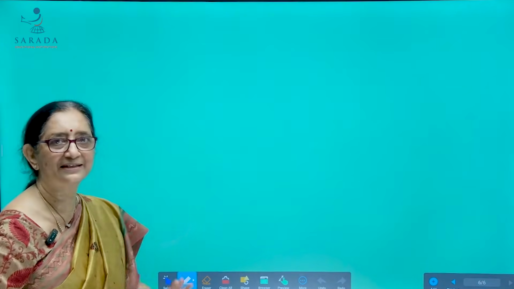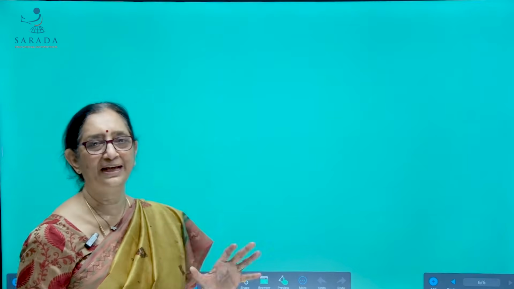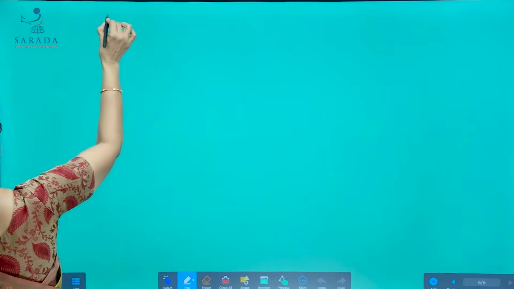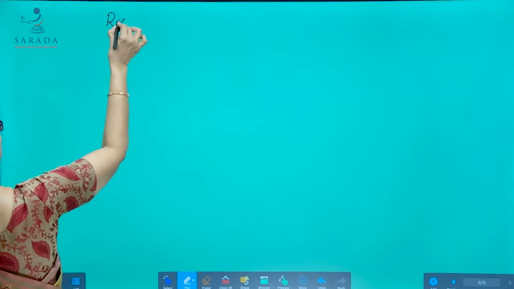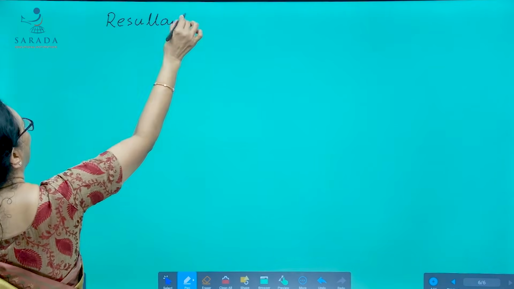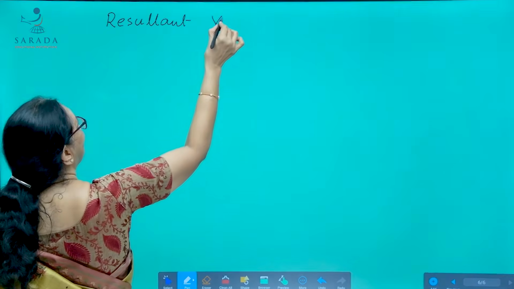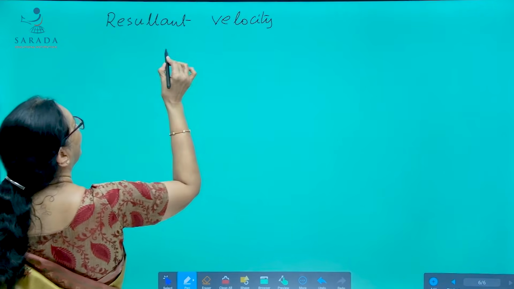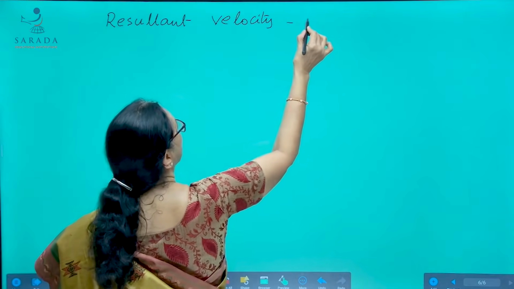And the next concept based on the resultant of vectors is we are going to see river boat problems. That is based on resultant velocity. Based on resultant velocity, we are going to see river boat problems.